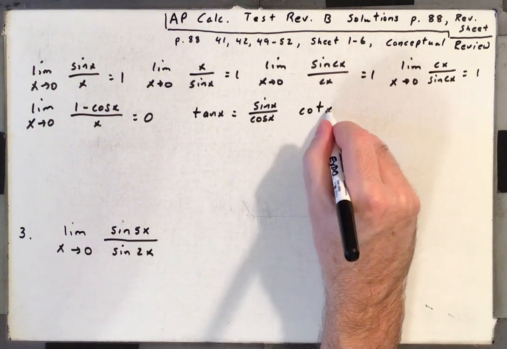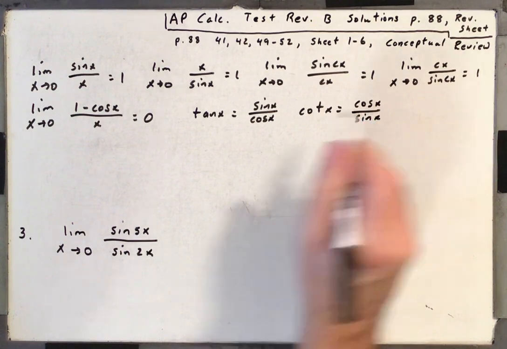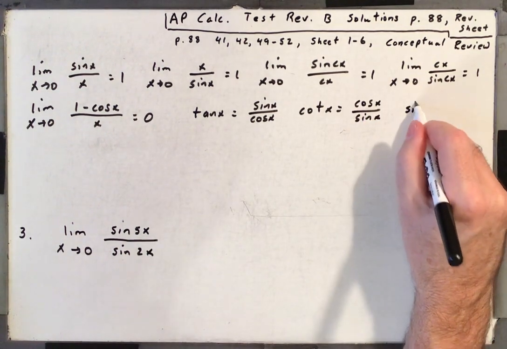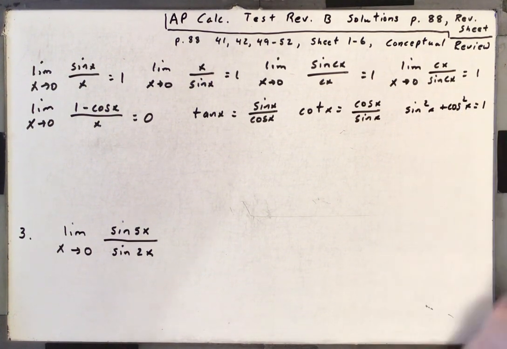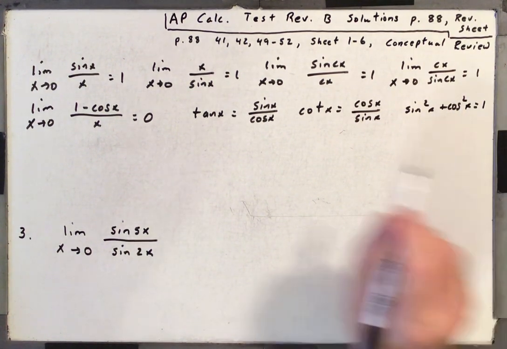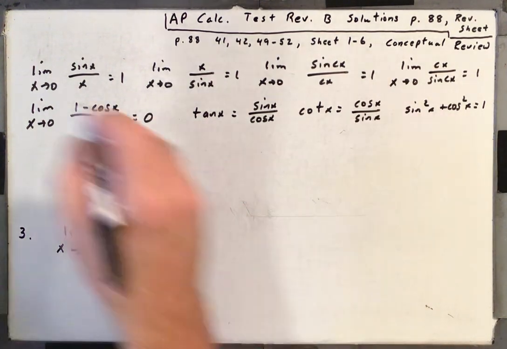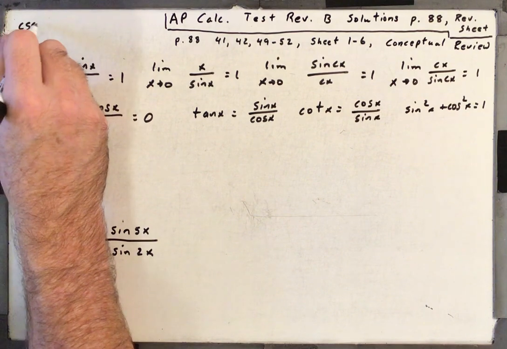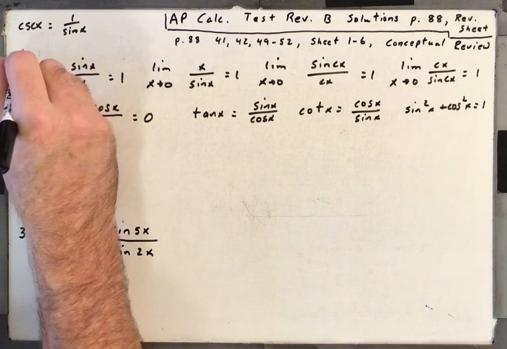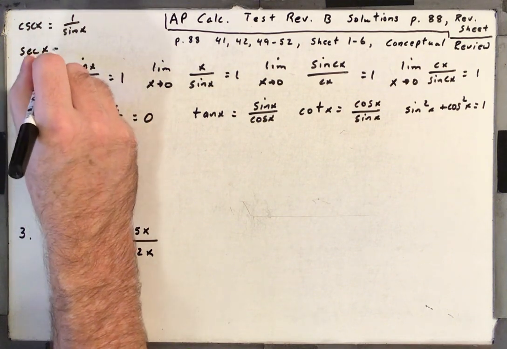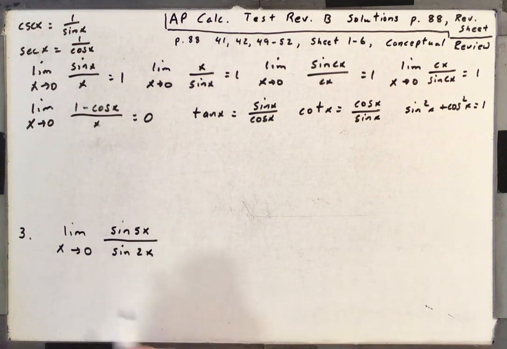Cotangent x equals cosine x over sine x. You might need to know that sine squared x plus cosine squared x equals 1. I think we used that one. And cosecant and secant, you know those as well. Cosecant equals 1 over sine. Secant equals 1 over cosine. Okay, so let's work number 3.